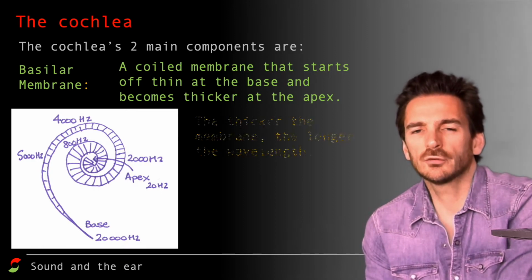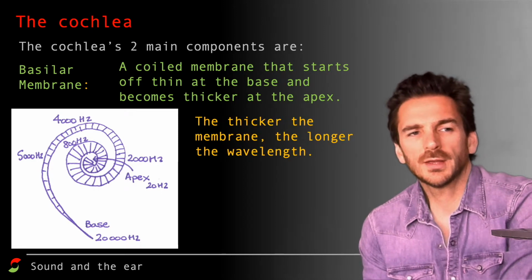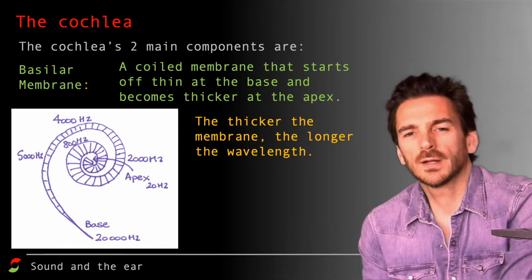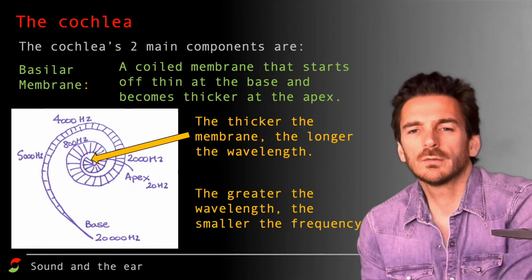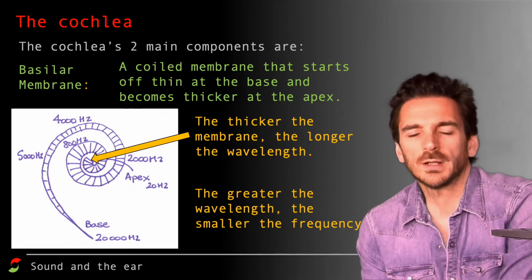And just to remind you then, the thicker the membrane, the longer the wavelength. And if we have a long wavelength, that means we've got a shorter or smaller frequency.